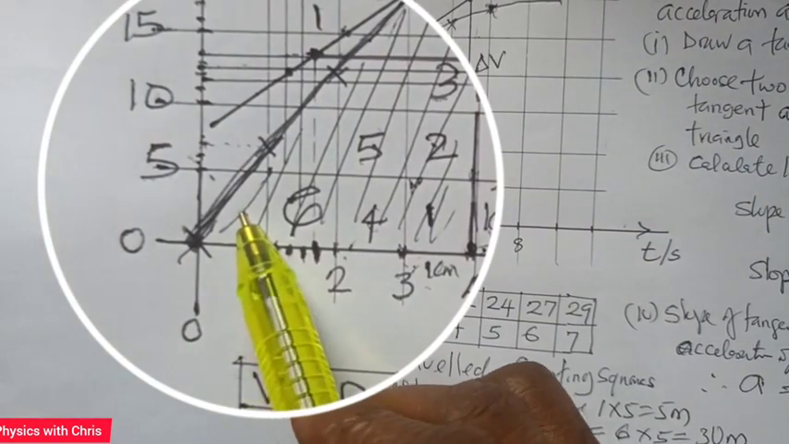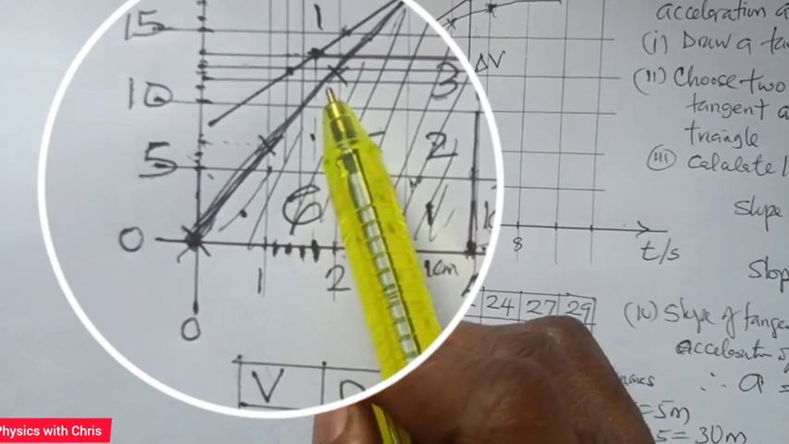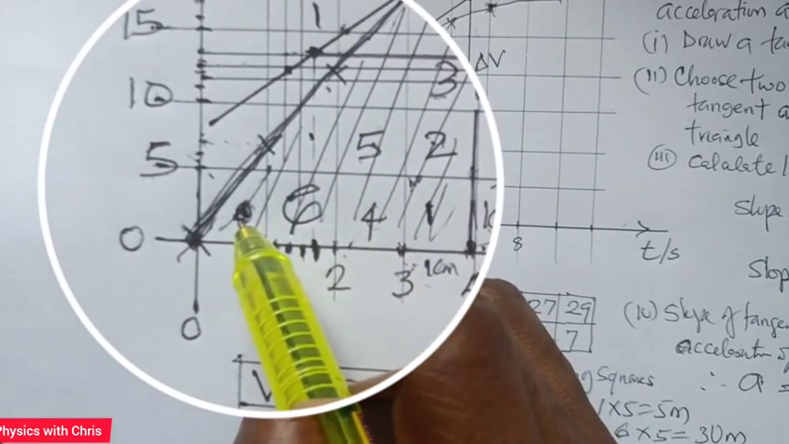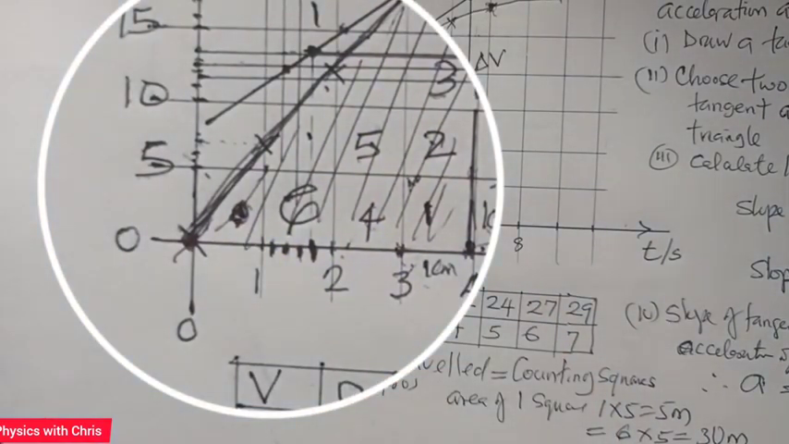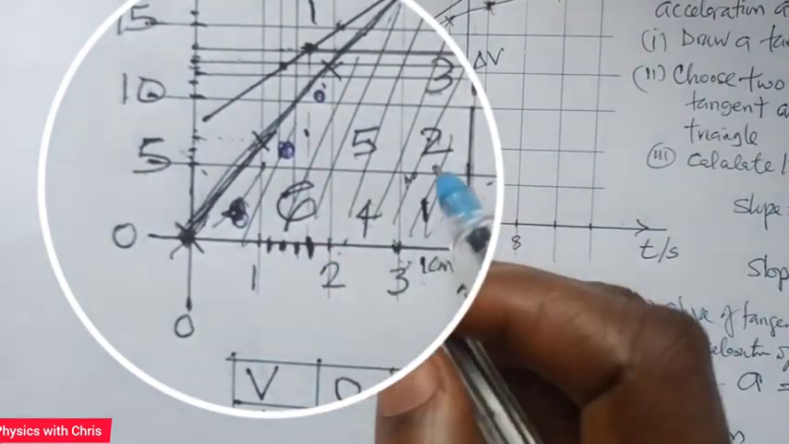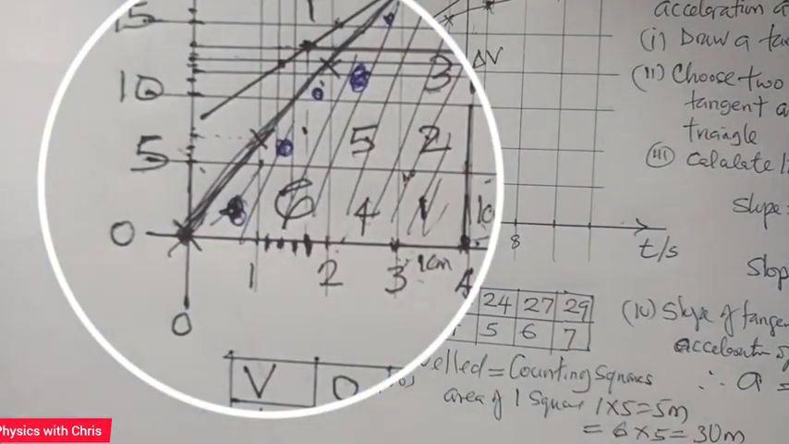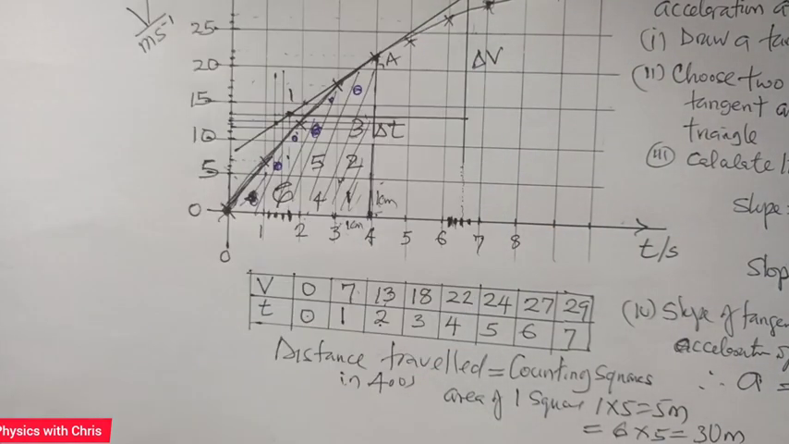This one is part of it. We didn't count it because it wasn't a full square. This is not a full square. Let me mark this one. Not a full square. This is not a full square. This is not a full square. Then I can do some trial and error method.